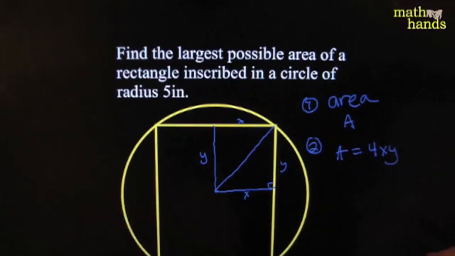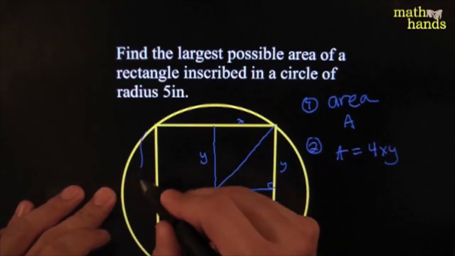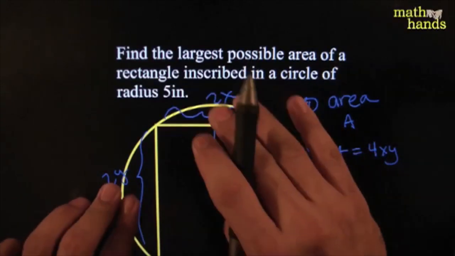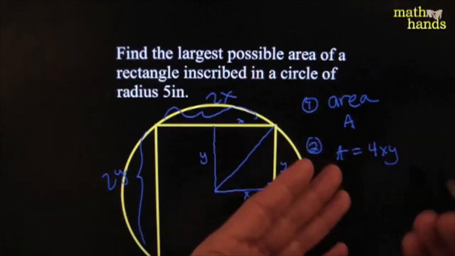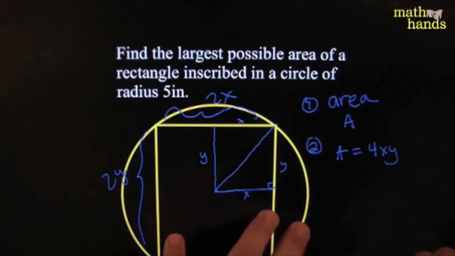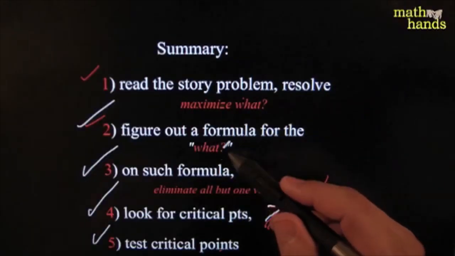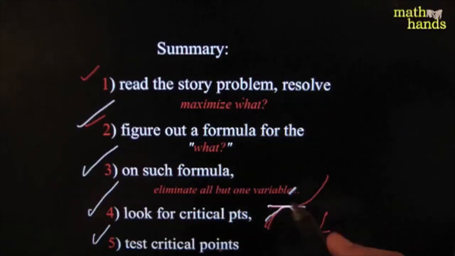There's a formula for it. Or you could think about it this way. This one is 2Y and this one is 2X. So the area would be 2Y times 2X, which is 4XY. Told you. Whatever. I found the area. Third step, eliminate all but one variable.